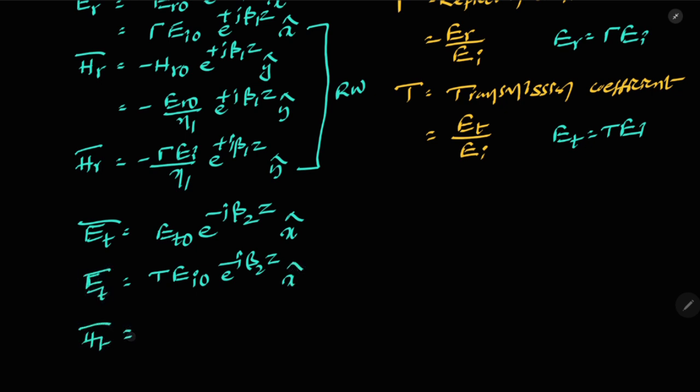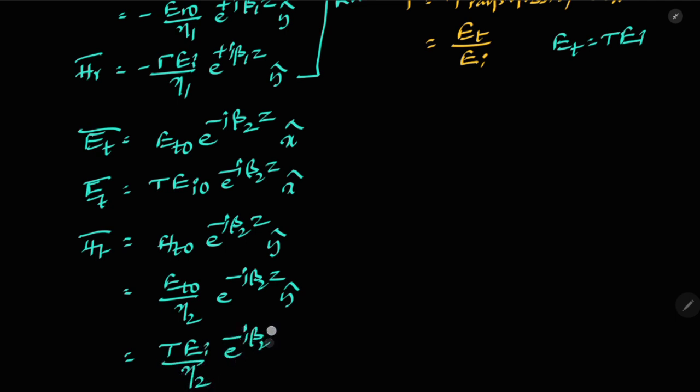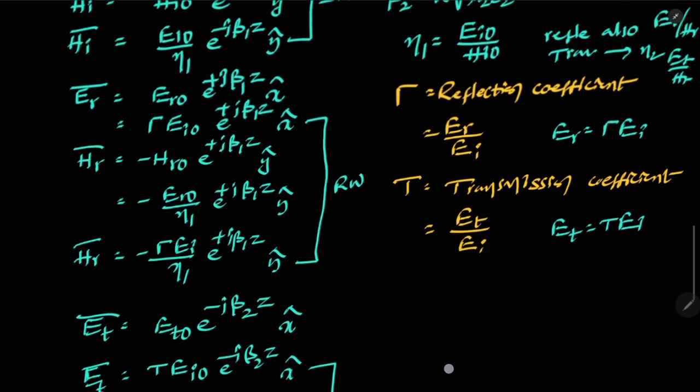Then Ht bar is equal to Ht naught into e power minus j beta 2 into z. What is the orientation of the magnetic field of the transmitted wave? It is in the positive y direction. Now this Ht naught I can write as Et naught by eta 2, because it is there in medium 2, e power minus j beta 2 into z into y cap. Et naught is nothing but T into Ei by eta 2 e power minus j beta 2 into z into y cap. Now this expression and this expression we are using for the transmitted wave.